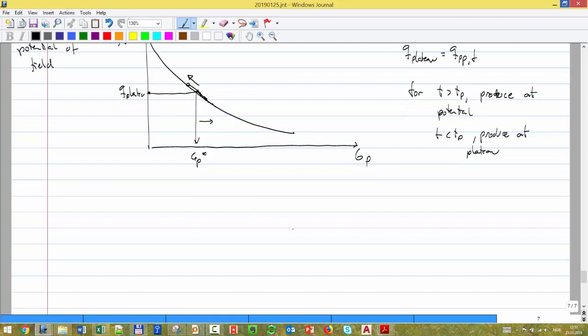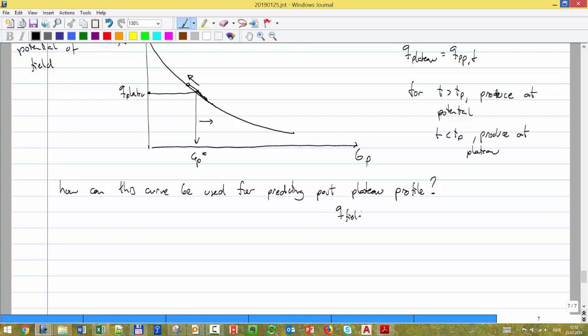Now, the other question, which was also optional, is asking how can this curve be used for predicting the post-plateau profile? And remember, after the plateau is finished, we are going to be producing at potential. The Q of the field is equal to the Q of the production potential. That means it's going to follow exactly this curve.